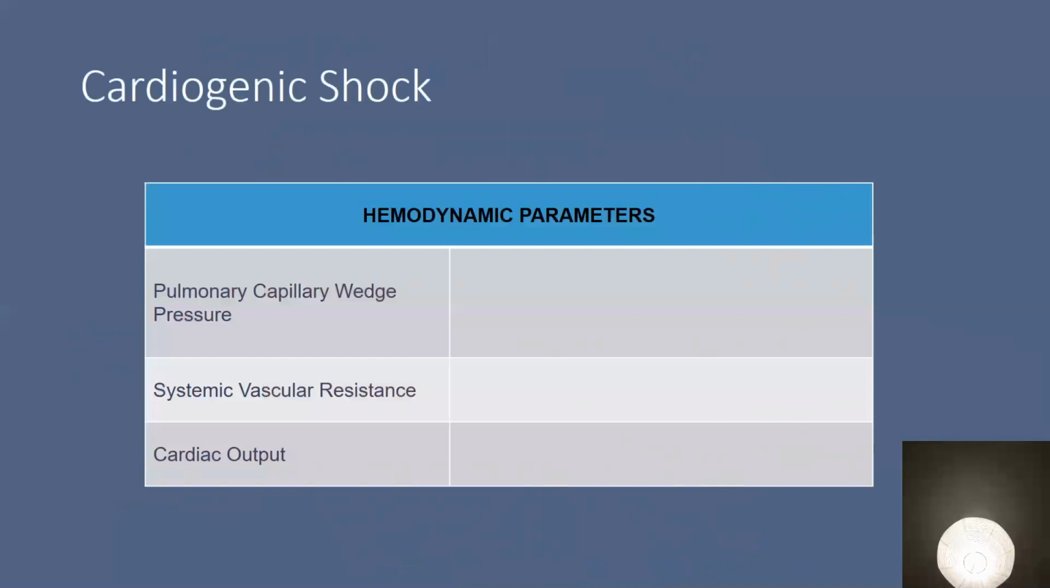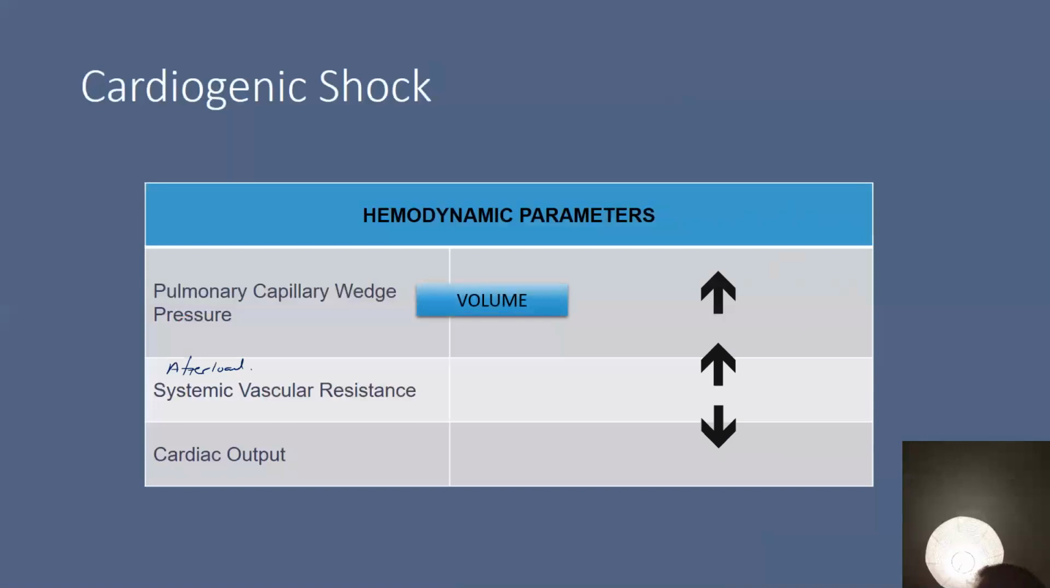So for cardiogenic shock, this is what we typically see for hemodynamic parameters. You're going to see an increase in your pulmonary capillary wedge pressure. We've got too much volume on board. You're going to see an increase in your SVR. That's a measurement of your outflow. Should have mentioned that. And you're going to see a decrease in your cardiac output. And so these are going to be our targets for each one of these. Now remember, our primary problem is that our cardiac output is low. We're going to target this one first.